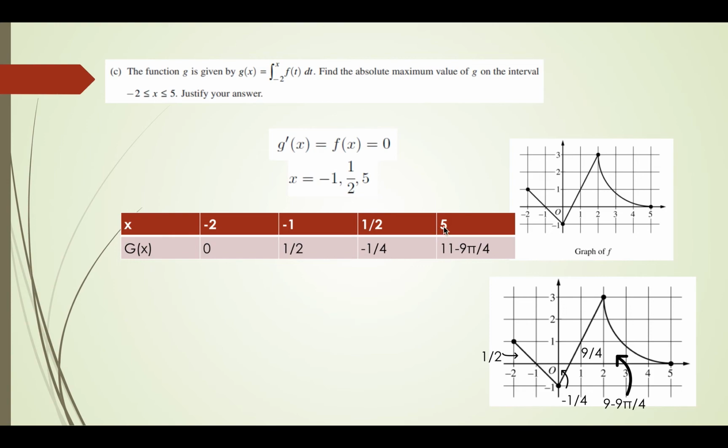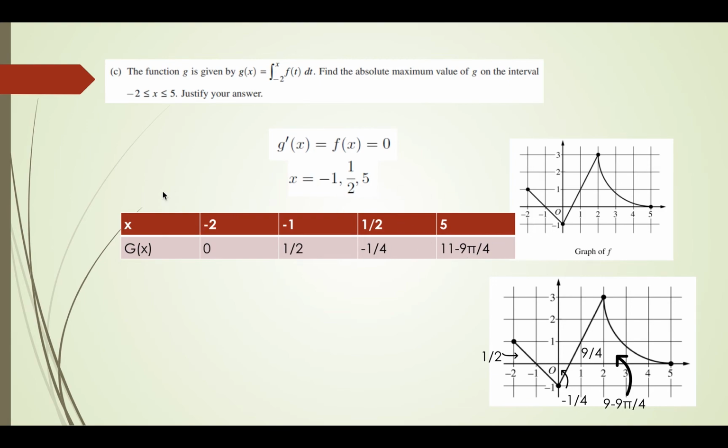And then finally, we've already done this work, thankfully. If you go back to part A or B, we had to actually integrate negative 2 to 5. I believe that was part A. And we already found out that was 11 minus 9 pi over 4. So if you go back and look at your work there, all we're doing is accumulating all the areas from negative 2 to 5, and that ended up being 11 minus 9 pi over 4.